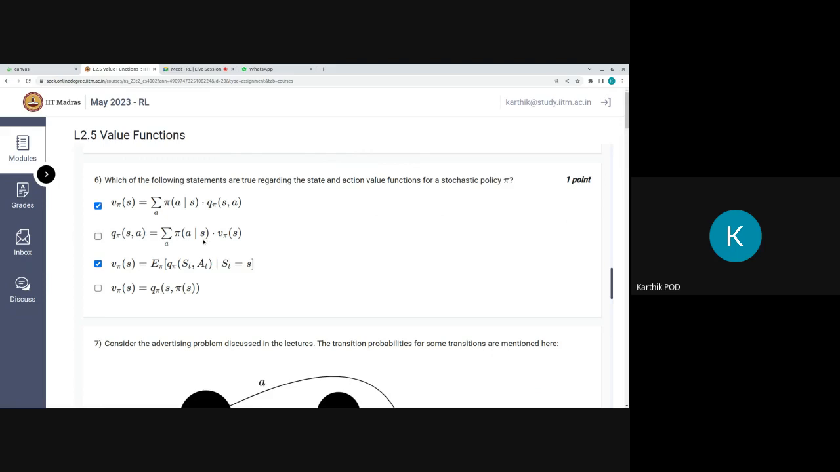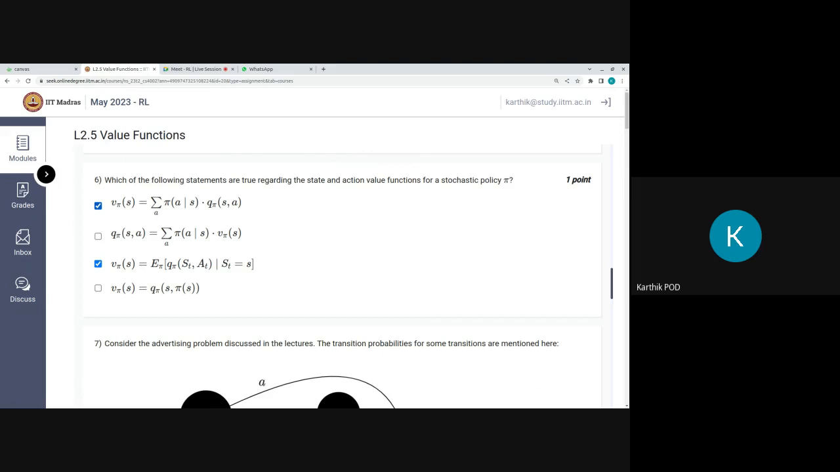Right. So, is this not a state value function? It is, that's correct. Yeah, this is the state value function, but this is giving us a relationship between the state value function and the action value function. Action. Okay.